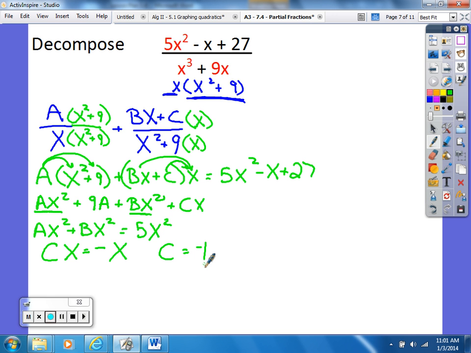Now, notice how the 9a doesn't have the letter x in it at all. So this is just a whole number. So I'm going to make 9a equal to, what's my whole number over here? 27? So what does a equal? 3?